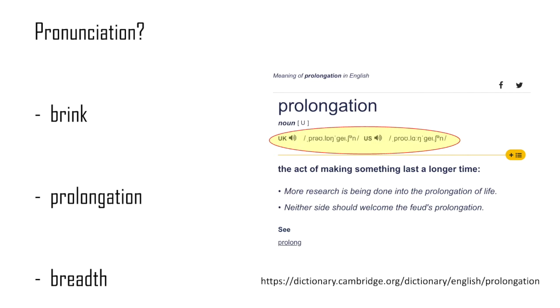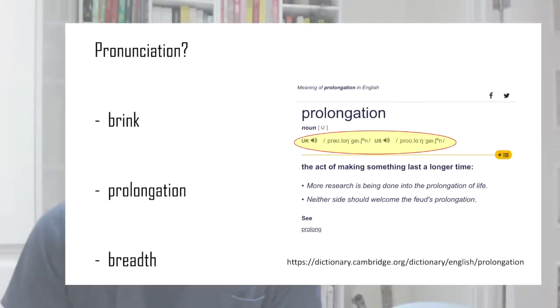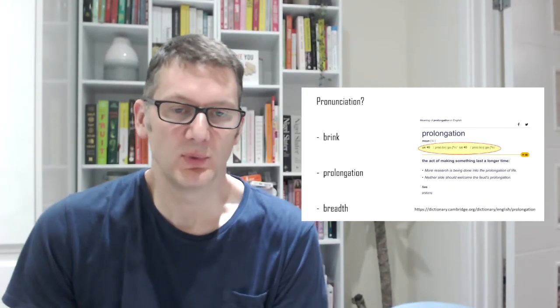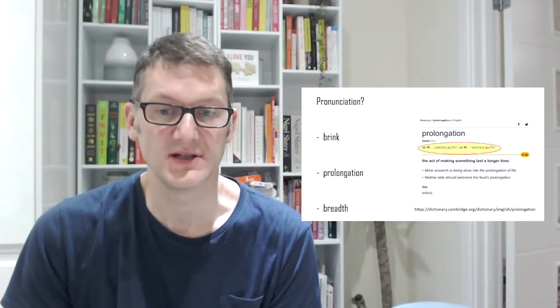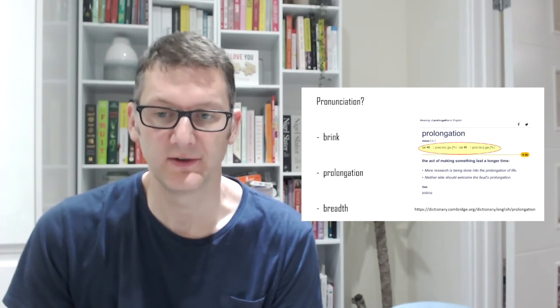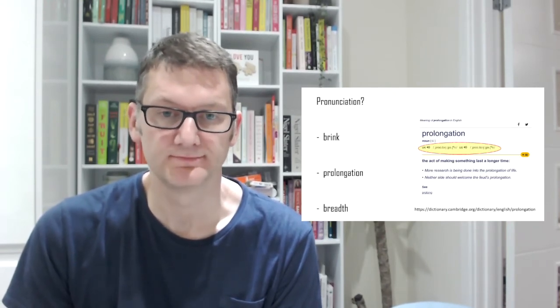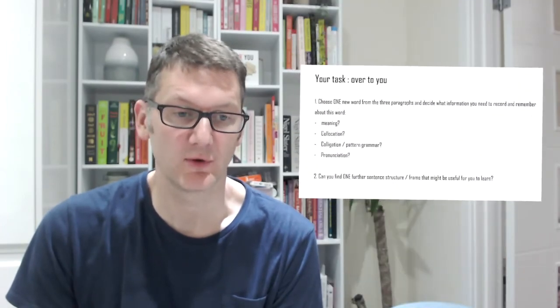So there's a little, it looks like an apostrophe, before the "gay" in prolongation, and that tells you that the stress is on "gay": prolongation, and it's not prolongation, for example. Okay, getting word stress right is really important, and it makes it much easier for other people to understand you. Okay, that's everything I've got to say.